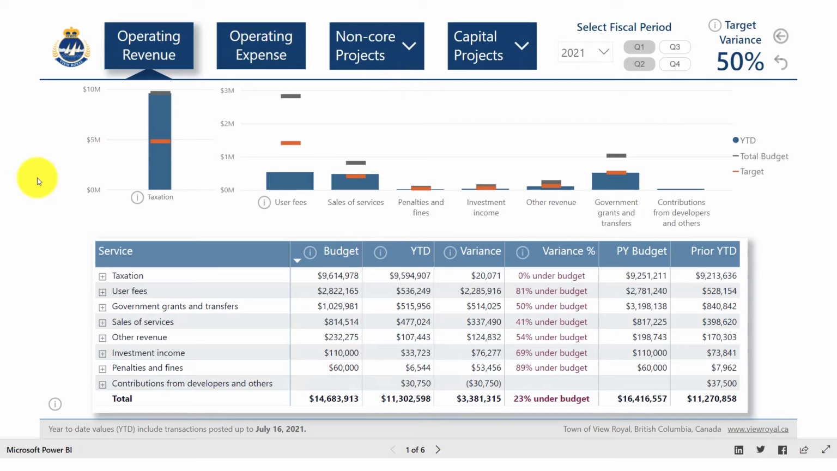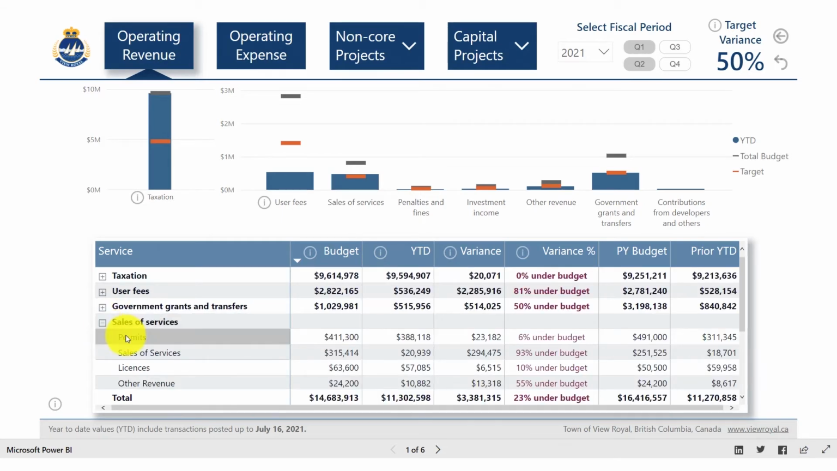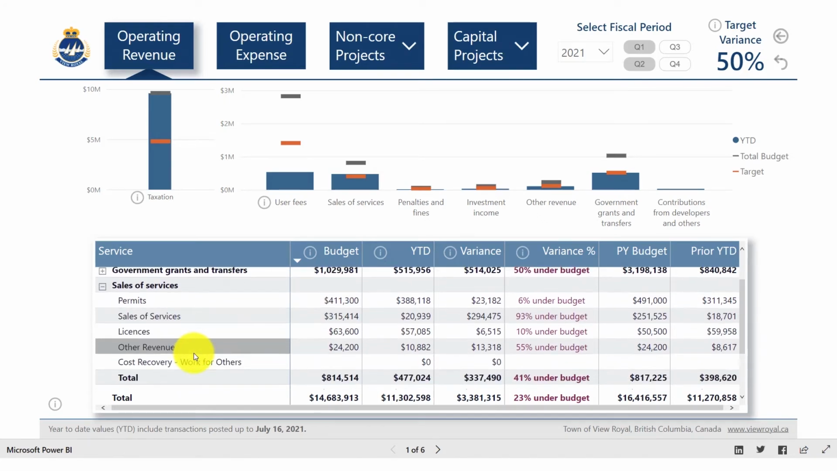So this chart corresponds to the table below. These are the numbers that drive the chart. What you can do with this table is that you can also drill down into further detail about each of these categories. For example, if you're wondering what is in sales of services, you can see that there are permits, sales of services, like other sales of services, licenses, and some other revenue. So you can kind of break it down by more details.